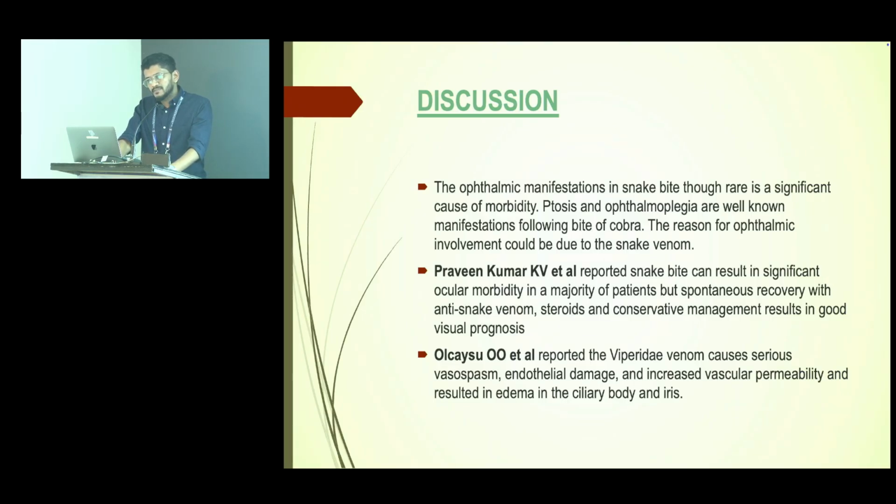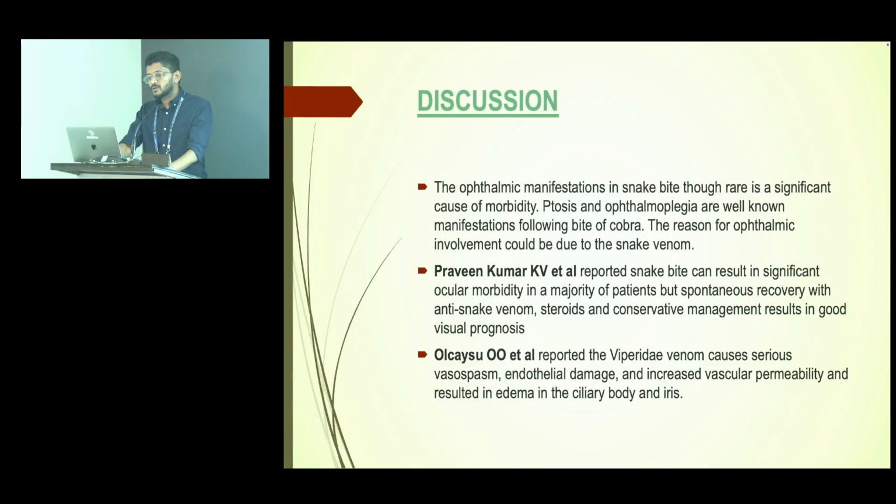The ophthalmic manifestation in snakebite is a significant cause of morbidity. Ptosis and ophthalmoplegia are well-known manifestations following the bite of the cobra. The reason for ophthalmic involvement could be the snake venom. Praveen Kumar KV et al. reported snakebite can result in significant ocular morbidity in the majority of patients, but spontaneous recovery with anti-snake venom, steroids, and conservative management results in good visual prognosis.